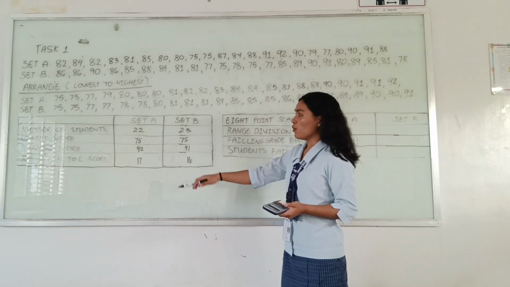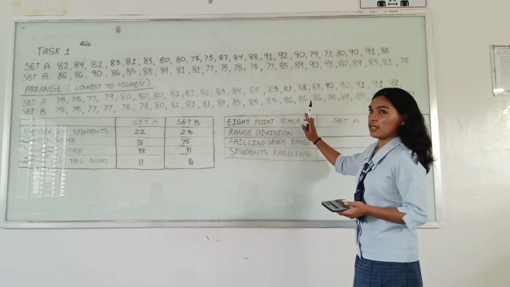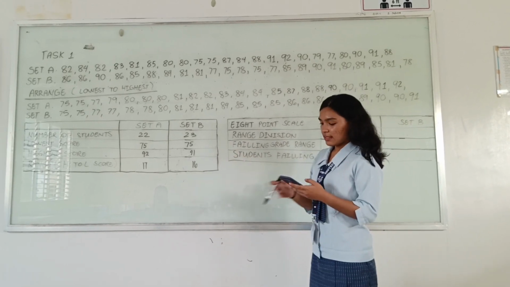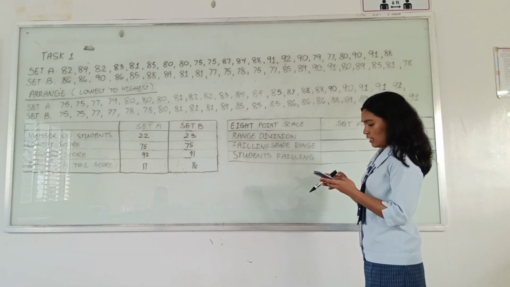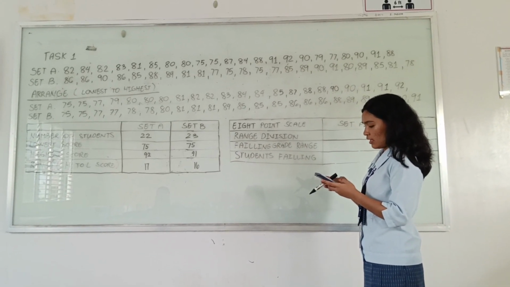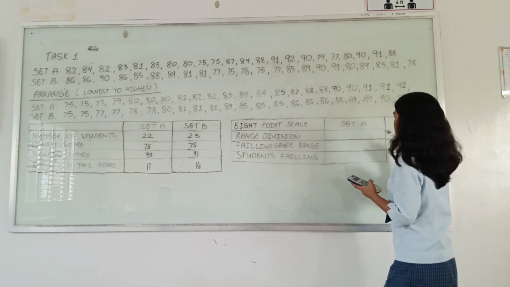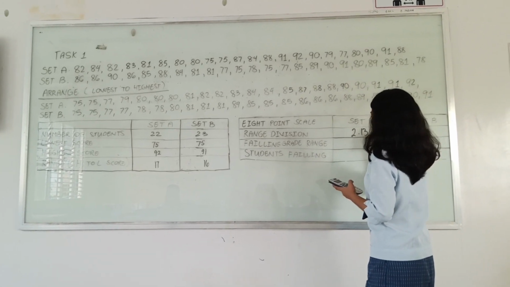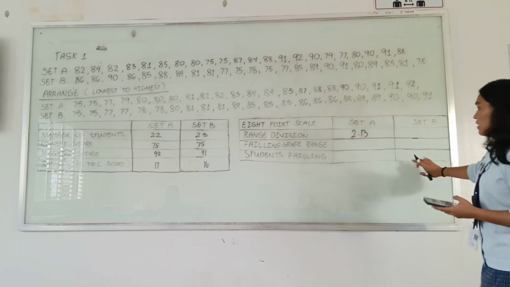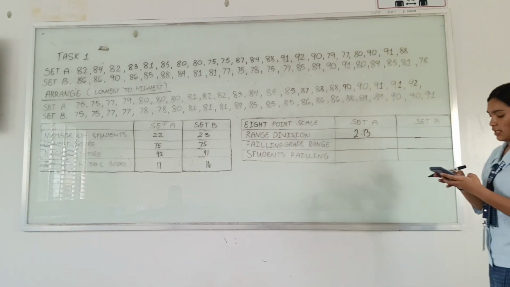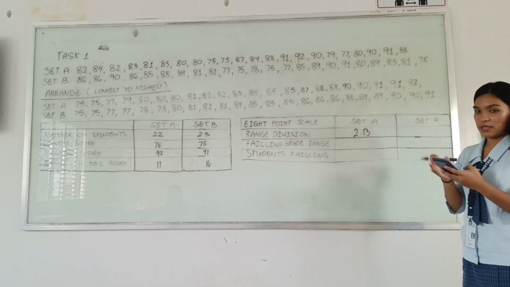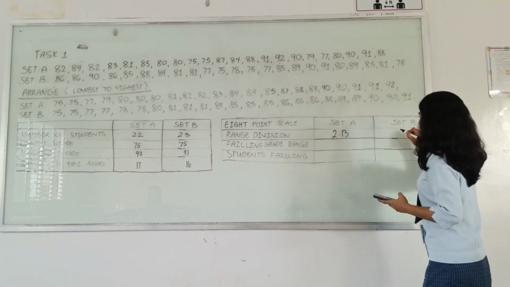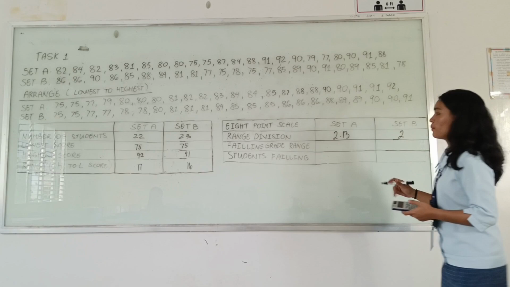The range will be divided by the 8-point scale, or 8. So in set A, 17 divided by 8 is equal to 2.13. In set B, the range is 16, divided by 8 is equal to 2.